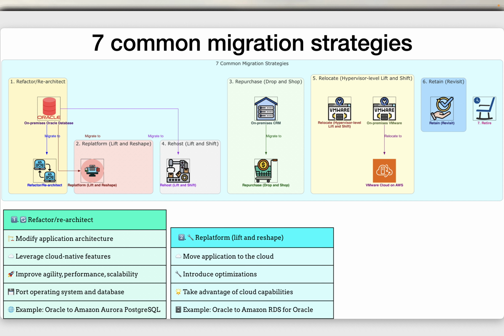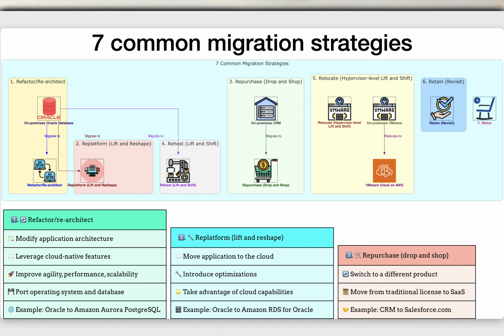Second is re-platform, which is lift and reshape. Move an application to the cloud and introduce some level of optimization to take advantage of cloud capabilities. An example could be to migrate your on-premises Oracle database to Amazon Relational Database Service, RDS for Oracle, in the AWS cloud. This one has fewer changes. In the first one we are doing a complete changeover or makeover. In the second one we are still using the same database engine but using RDS within AWS.